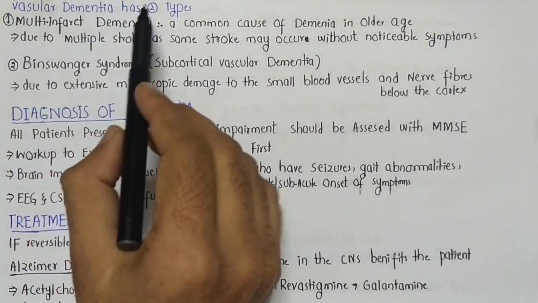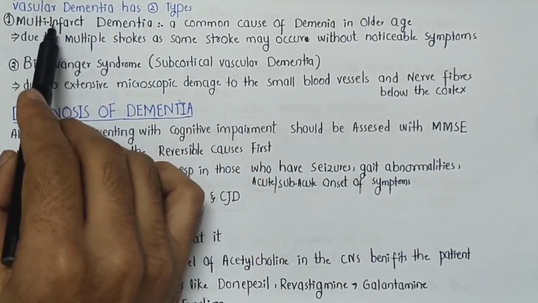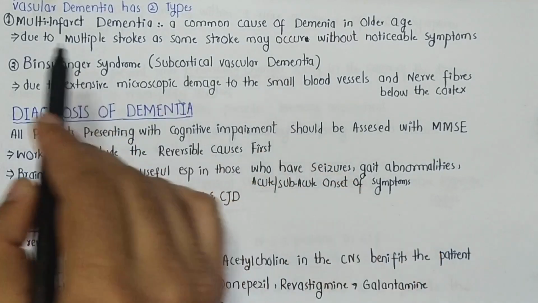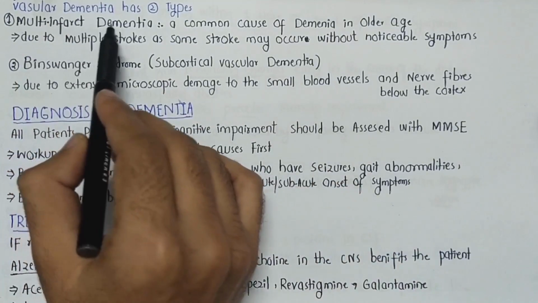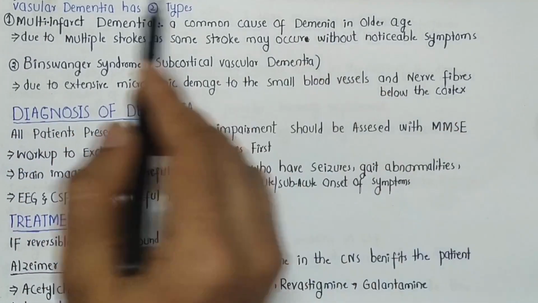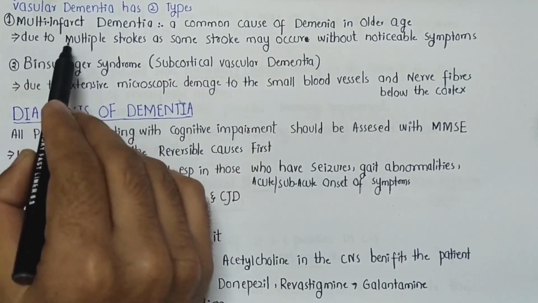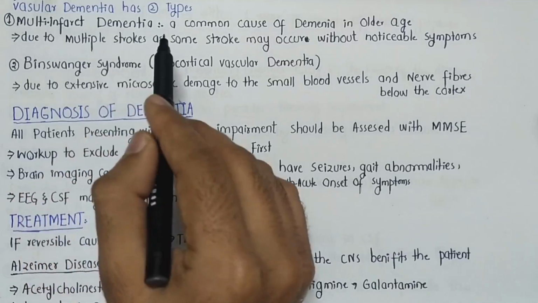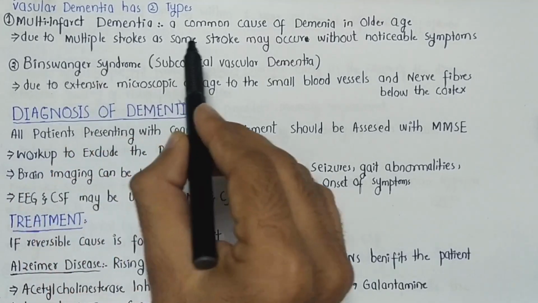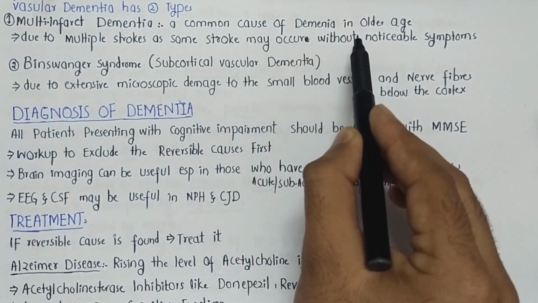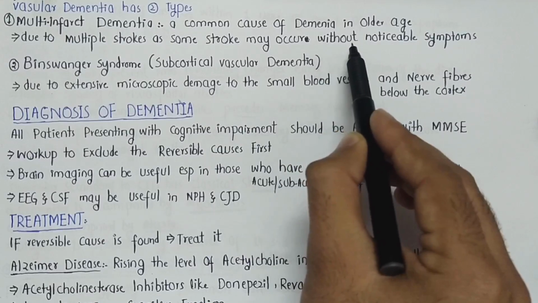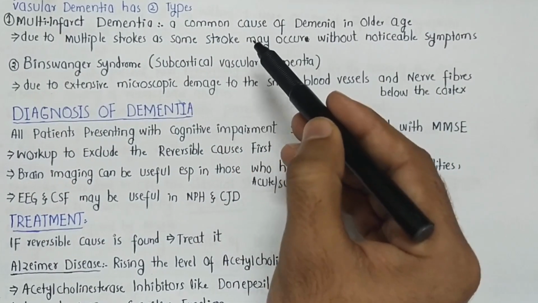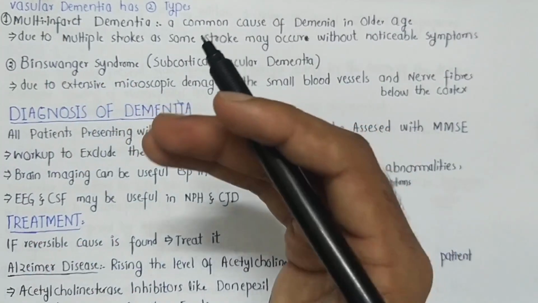Now let's talk about the two types of vascular dementia. One is multi-infarct dementia and one is Binswanger syndrome, also called subcortical vascular dementia. Multi-infarct dementia is a common cause of dementia in older age. And multi-infarct dementia is classically due to multiple strokes, which cause the brain tissue to be damaged. As you know, some strokes may occur without noticeable symptoms, which are called silent strokes. So the patient suffers from multiple silent strokes, which actually damage the brain tissue extensively.